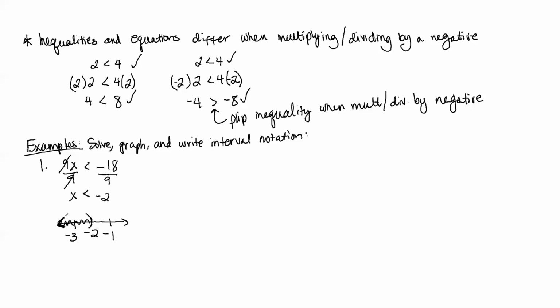And then our interval notation, the furthest left we go is negative infinity, always parenthesis there, comma, the furthest right we go is negative 2 with another parenthesis.